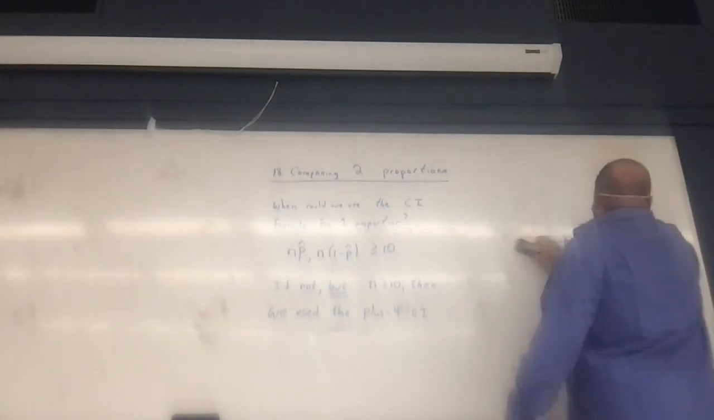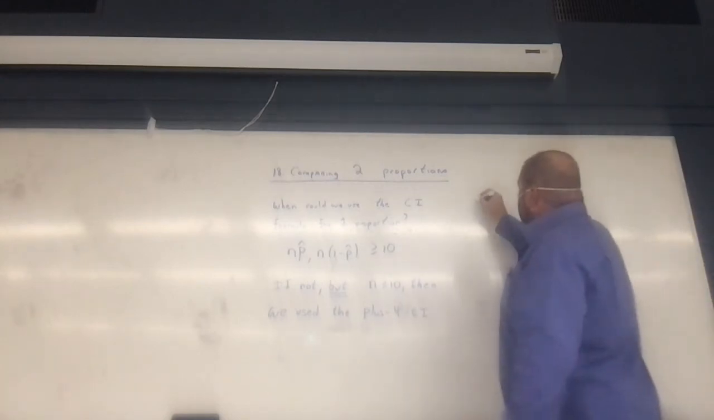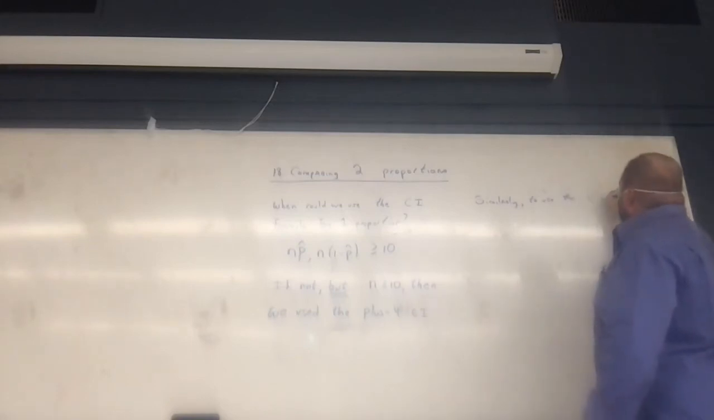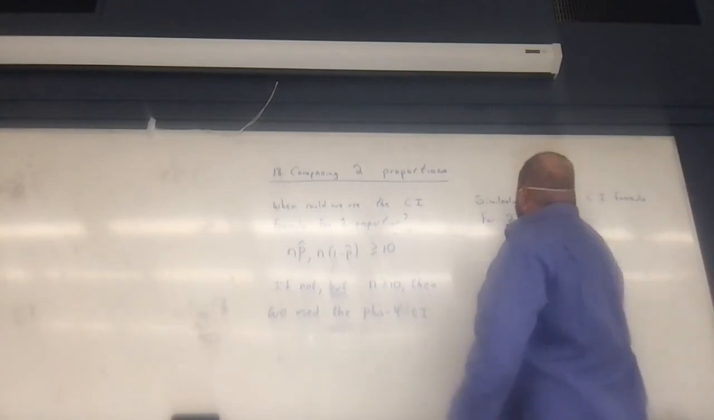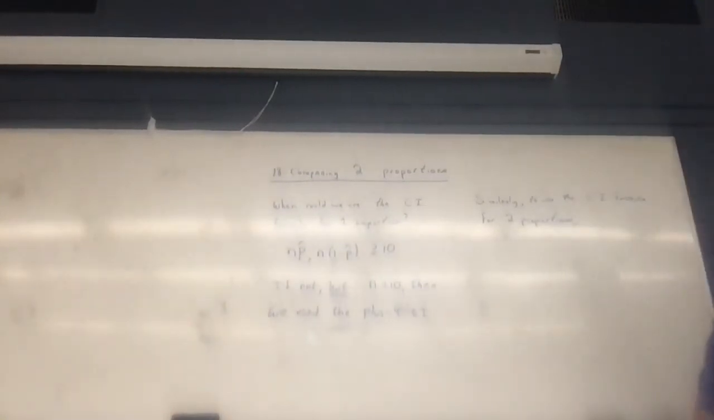So a similar situation arises now. Similarly, to use the confidence interval formula for two proportions, conditions have to be met on the number of successes and the number of failures. What is it? And in the case where those conditions are not met, what do we use instead?